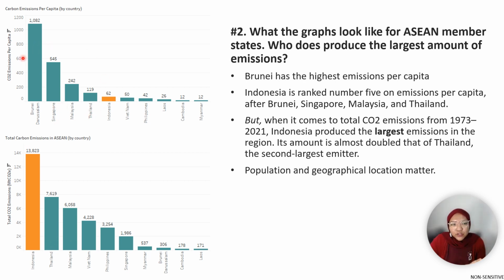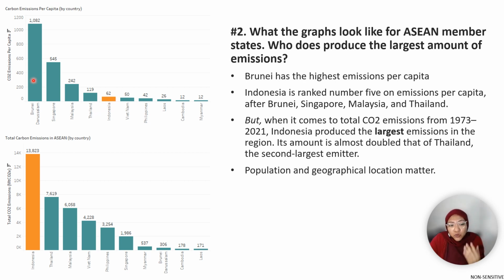The first graph shows that Brunei Darussalam has the highest emission per capita, meaning that on average, each citizen of Brunei Darussalam contributes 1,082 megaton CO2 equivalent of carbon emission. Indonesia is ranked number 5 after Brunei, Singapore, Malaysia, and Thailand on emission per capita. This is likely due to different sizes in terms of population and geographical location. Brunei is very small, while Indonesia is very big.